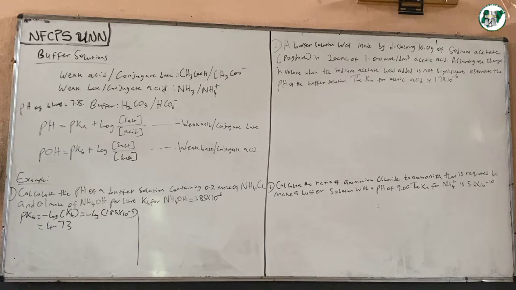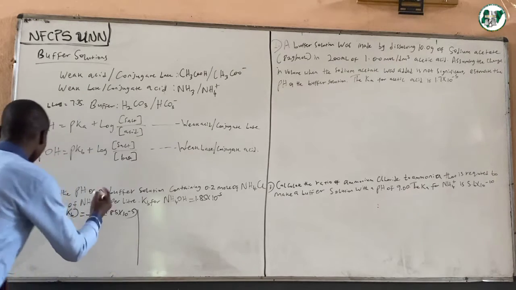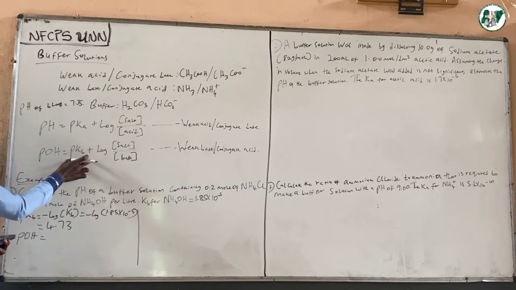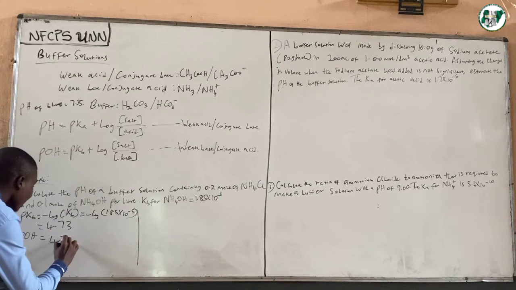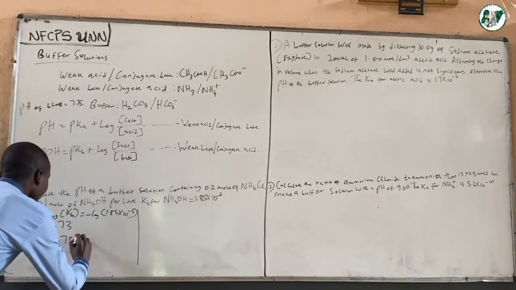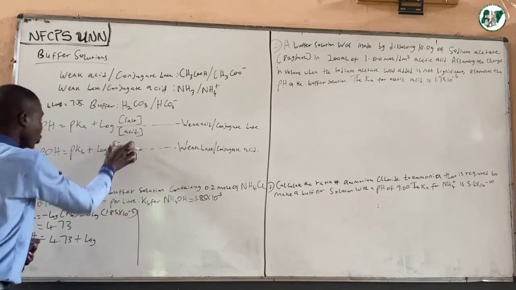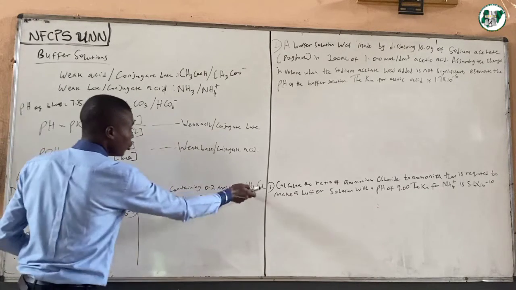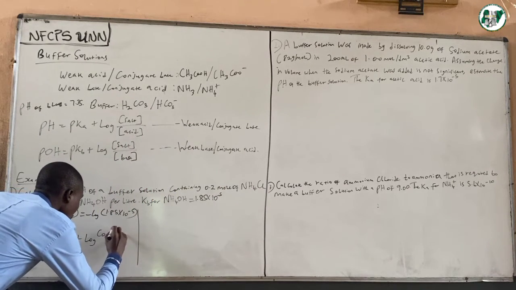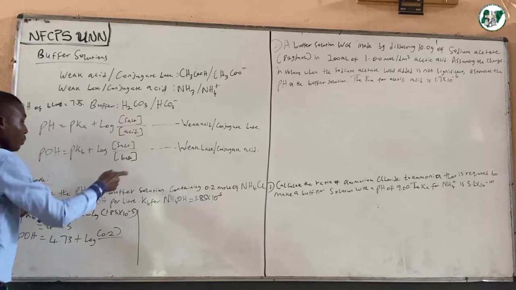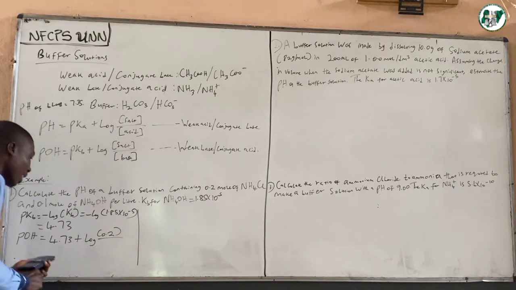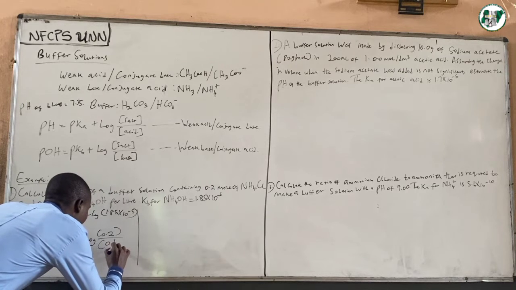And then we can now go ahead and do our complete solving. So what we have here is this: pOH is equal to pKb. What is pKb? 4.73, as we have calculated from the Kb that was given to us. And then plus log of the concentration of the salt. The salt here happens to be ammonium chloride, so it's 0.2 mole per dm cube. And then the concentration of the base. The base here is ammonium hydroxide, and that's 0.1 mole of ammonium hydroxide per liter. So that's going to be divided by 0.1.